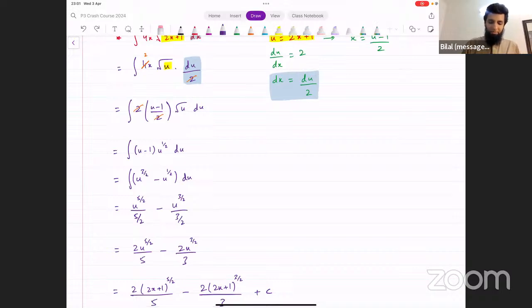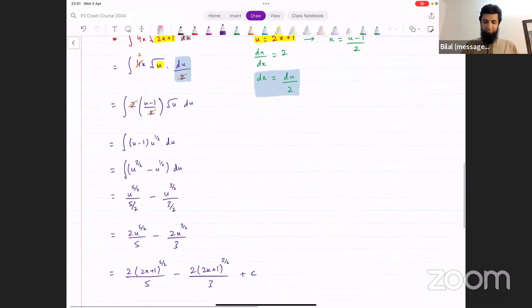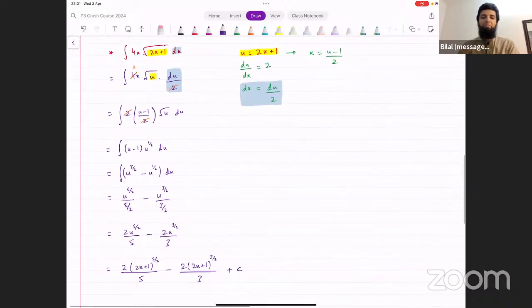Is that okay? Any issues with this? Okay, good. So that's how substitution works. All right, this is how the substitution process works.